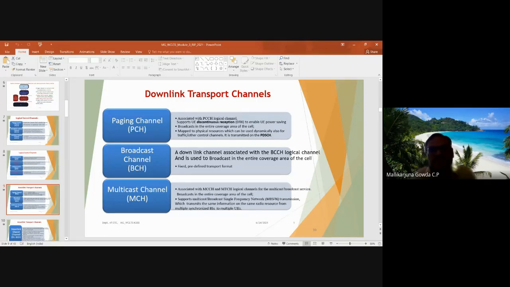Paging control channel. I hope you know what the paging control channel is, which I just discussed in the logical control channels. This paging channel supports user equipment discontinuous reception to enable user equipment power saving, because you may not be talking continuously. I hope you may be visualizing this situation.